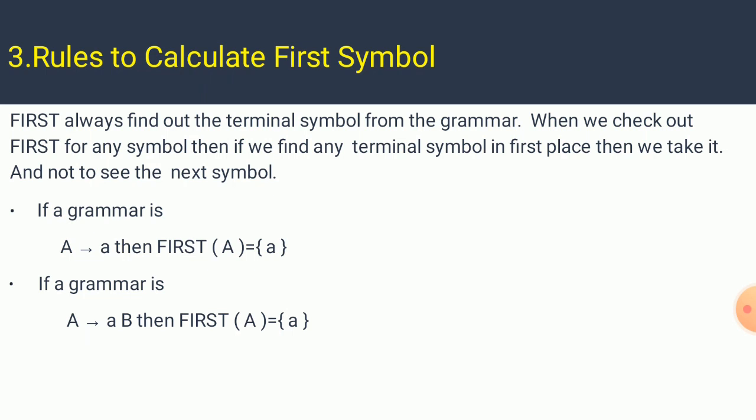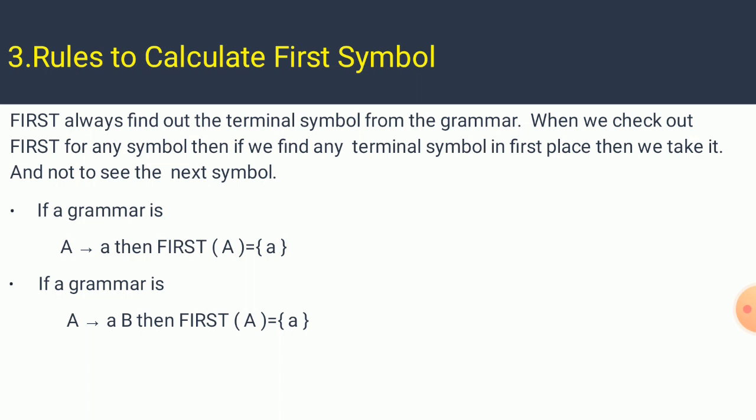Now we follow the third step, which is to calculate the first and follow symbols. Firstly, we apply the calculation of the first symbol. First and follow will always include terminal symbols. When we check first for any symbol, if we find a terminal symbol in the first place, we take it and do not look at the next symbols.